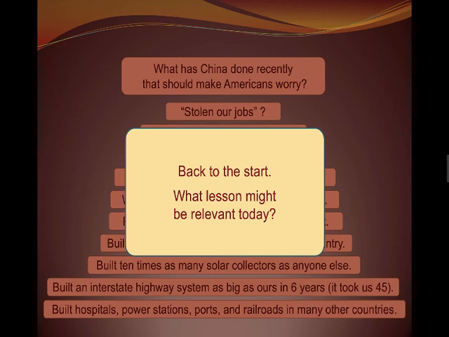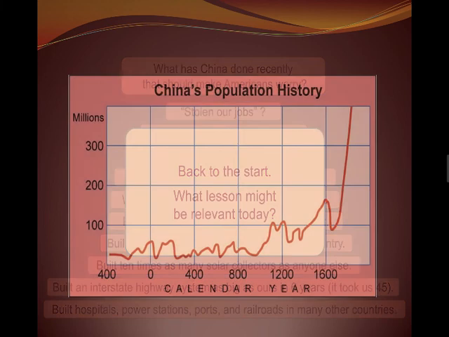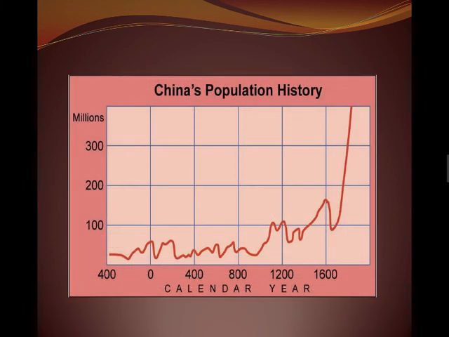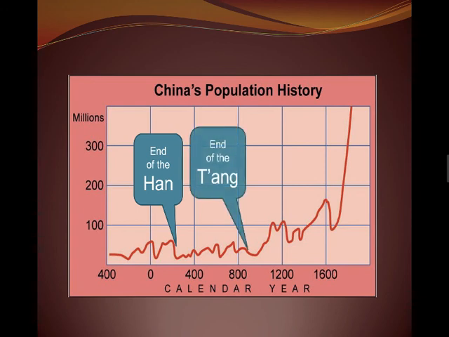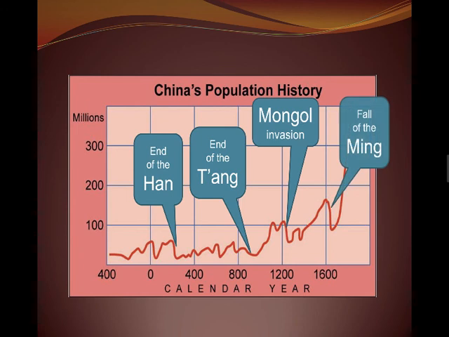So let me go all the way back to the start. What lesson might be relevant today? China's population history shows at least 4 times when a major dynasty ended with a dramatic loss of population. Half of the people died out for one reason or another around the fall of the Ming Dynasty. And I can assure you that the invading nomads did not kill half of 100 million people.